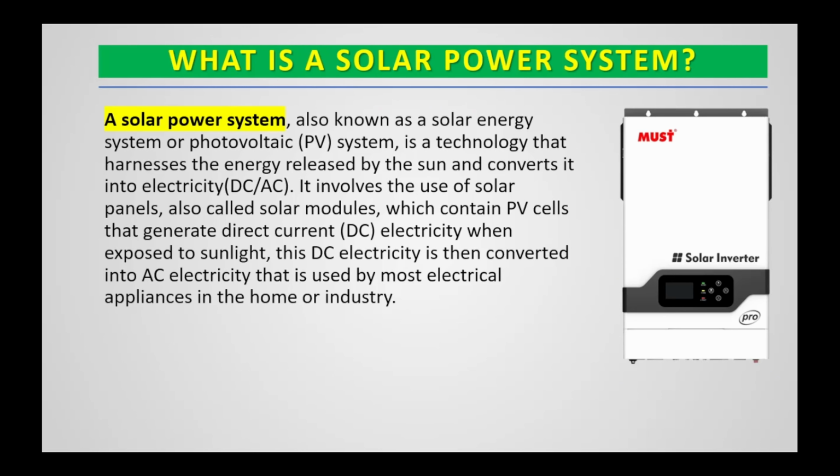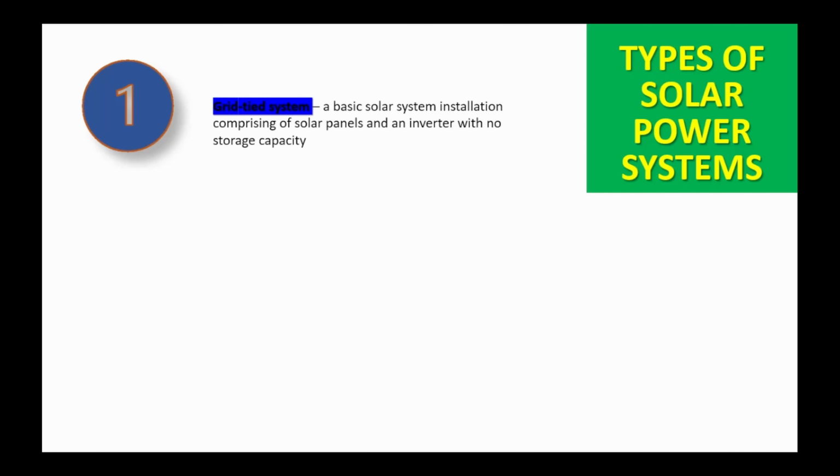We start off by defining what a solar power system actually is. A solar power system, also known as a solar energy system or a PV system, is a technology that harnesses the energy released by the sun and converts it into electricity, AC or DC. It involves the use of solar panels, also called solar modules, which contain PV cells that generate direct current electricity when exposed to sunlight. This DC is then converted into AC, which is used by most electrical appliances in our homes as well as in industry.